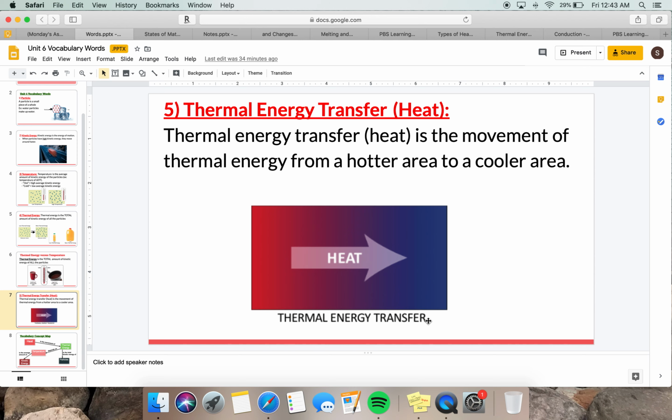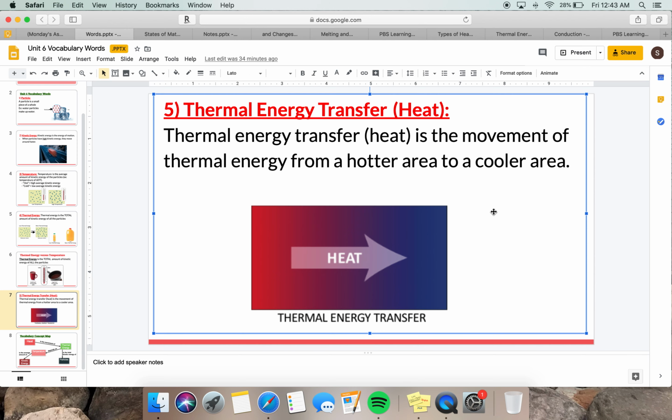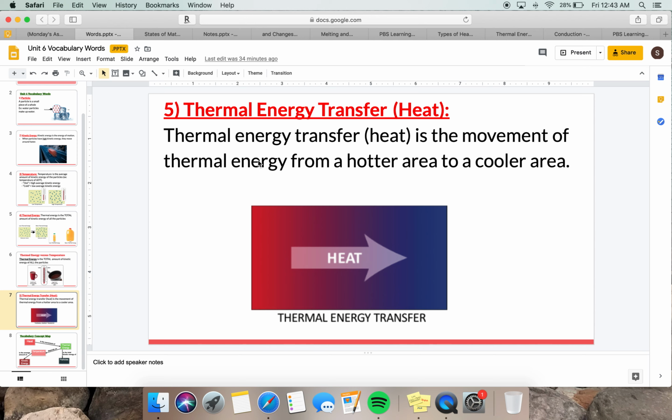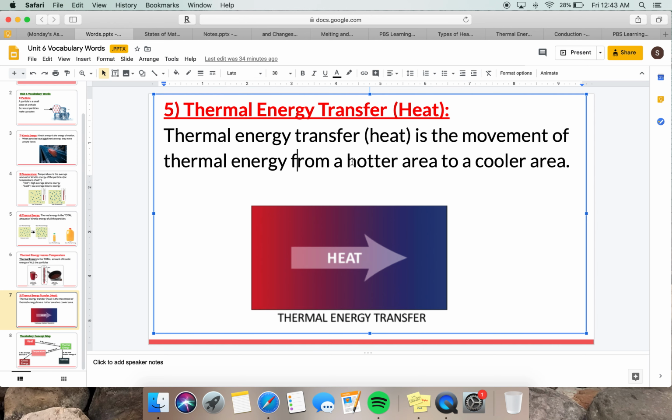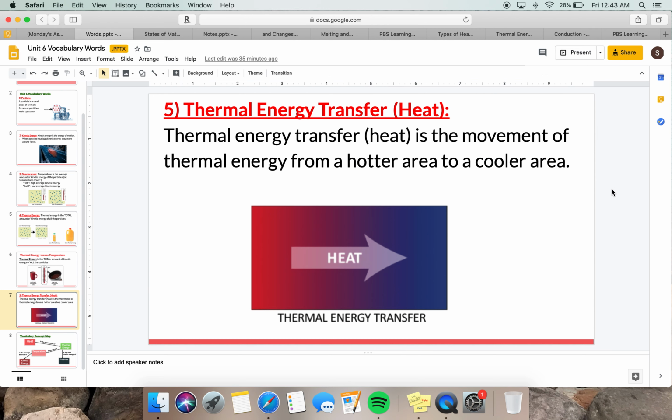Like we've learned, when you touch a hot object, your hands will feel heat because thermal energy is moving from the hot object to your hand, which is the cooler object. So something really important to remember about this is that thermal energy will always transfer from a hotter area to a cooler area. So heat always moves from hotter to cooler.